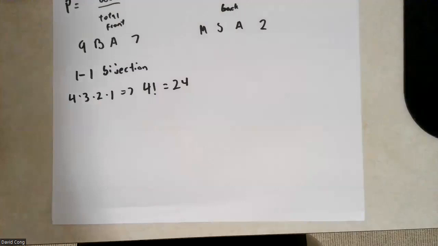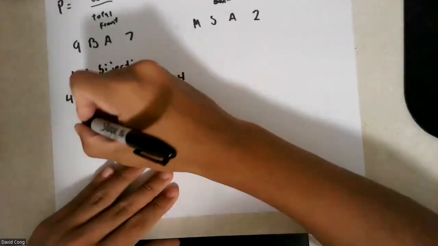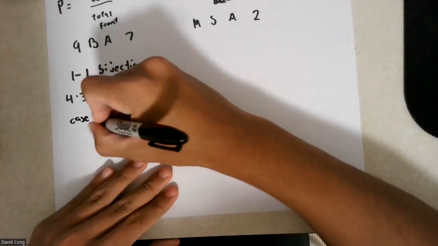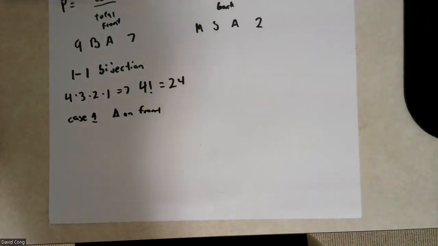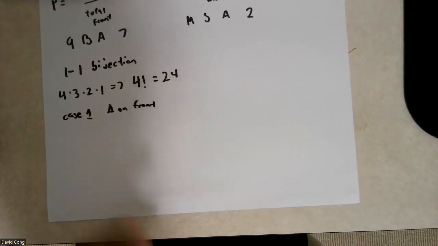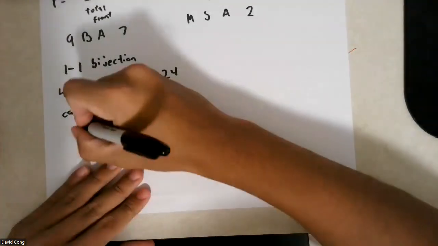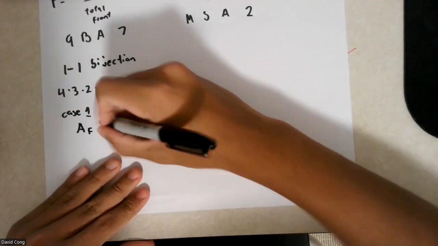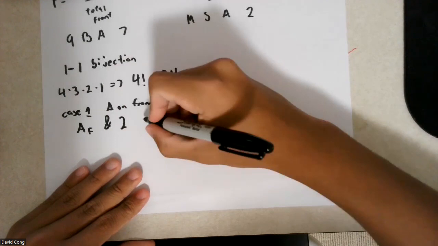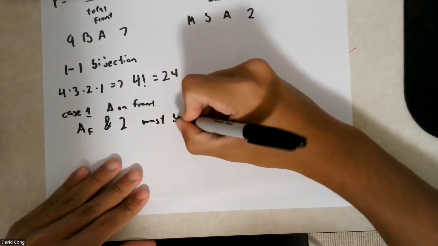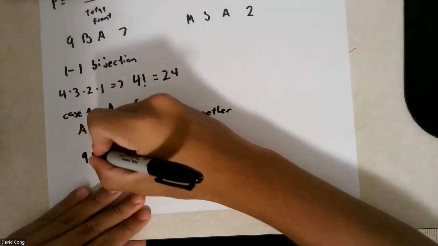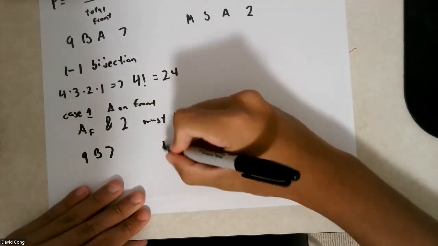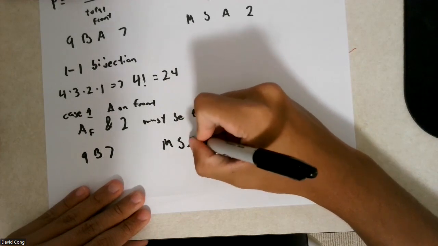So we have an A on the front. Let's start with this case. What does this tell us? That we have to have a number on the back. But there's only one number over here. So what does this tell us? That A front and 2. So let's just take those out now because we know they have to be together. Now we have 9, B, 7, and M, S, A.